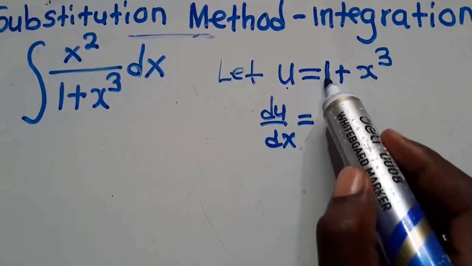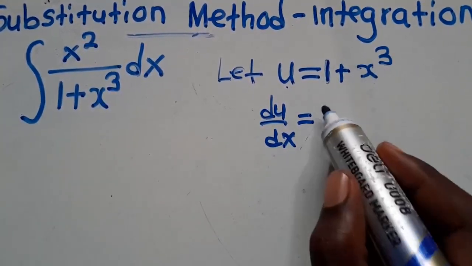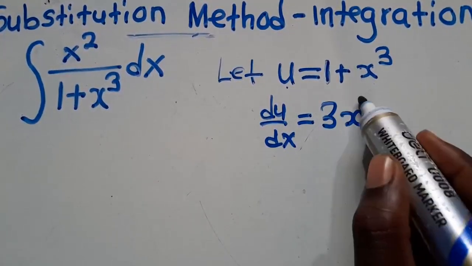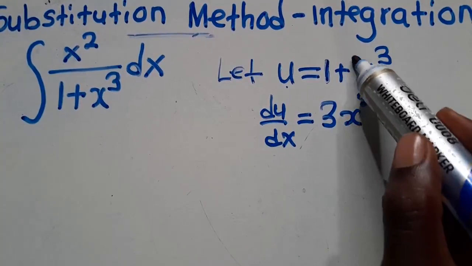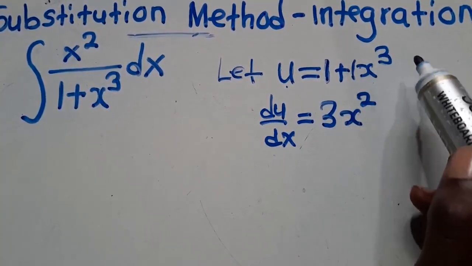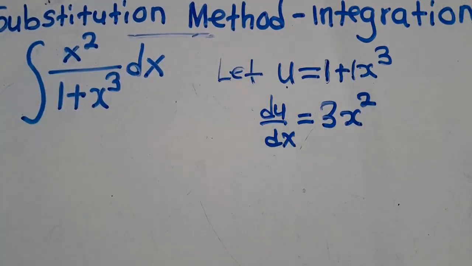You know that we don't differentiate a constant number, we leave it. If we differentiate x cubed, that is 3x squared. I believe we all know what it means to differentiate: you multiply 3 times 1, then 3 minus 1. That's the reason why I've come up with this. We know how to differentiate.